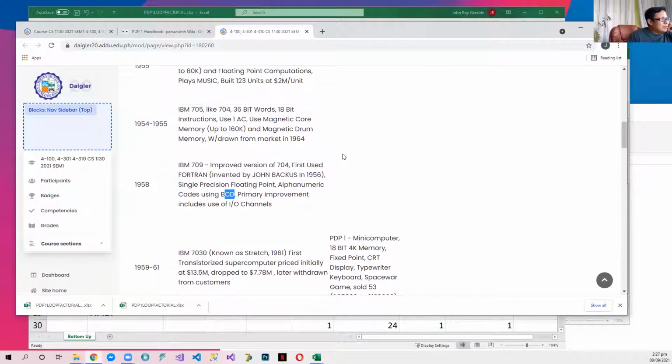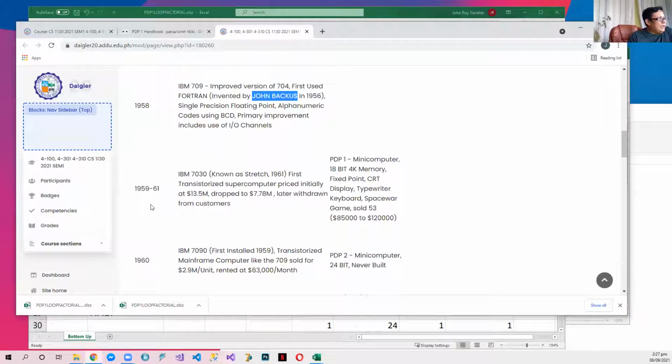Now this was the first computer which used a high-level language called Fortran, which was invented by John Backus for IBM in 1956. John Backus was an engineer at IBM. So John Backus invented Fortran, formula translator. Do you follow? It's a crude basic.